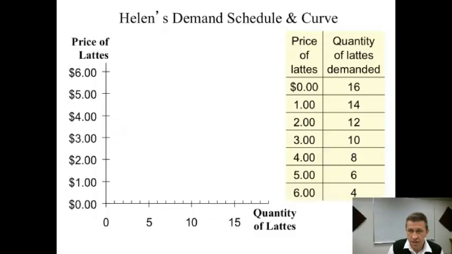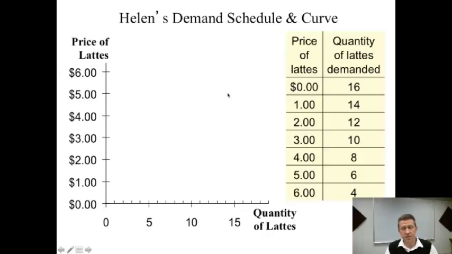So let's start to translate. Here's the demand schedule we had for lattes before, but now we're going to also put this in a curve format. The key thing when we're drawing our demand curves is that quantity goes on the x-axis. And like all the notes, you should be putting this demand curve in your notes. Quantity goes on the x-axis, quantity of lattes.